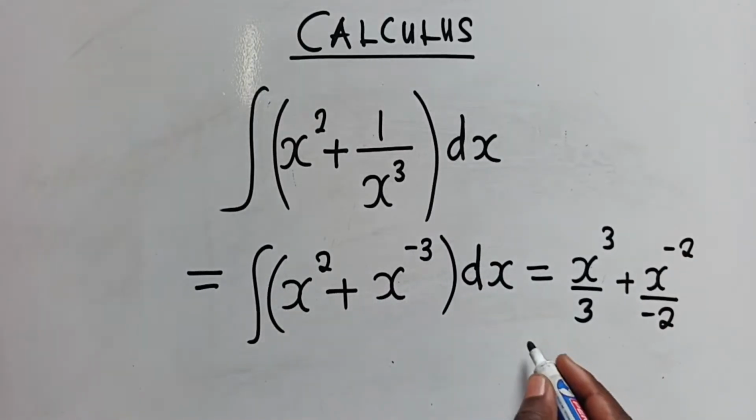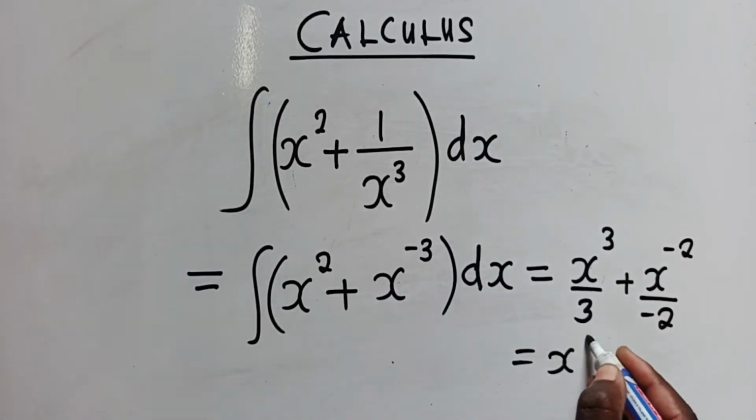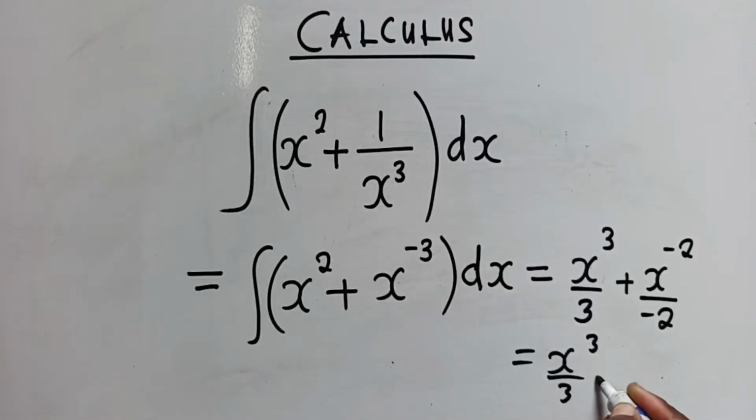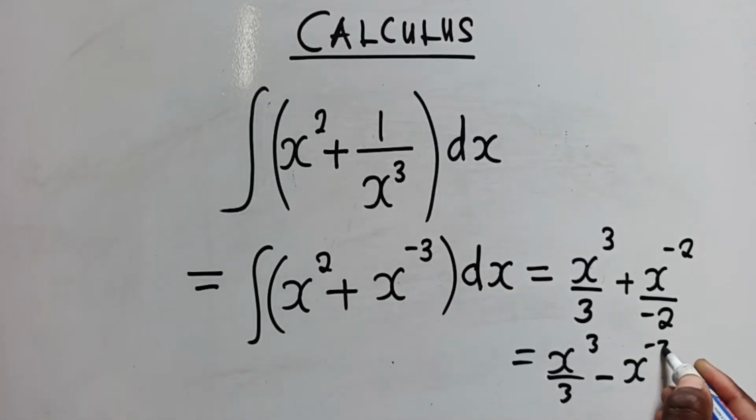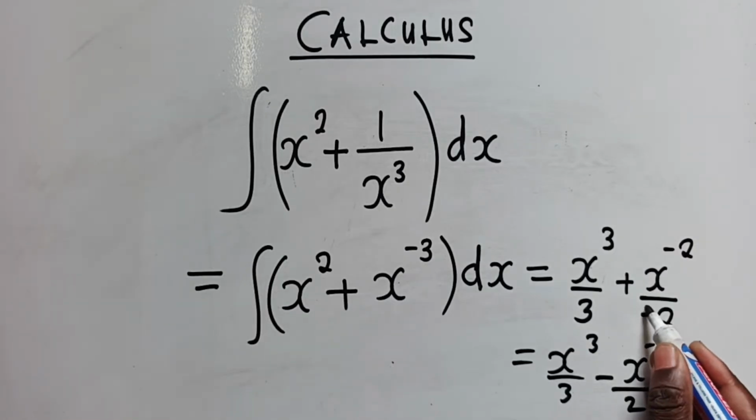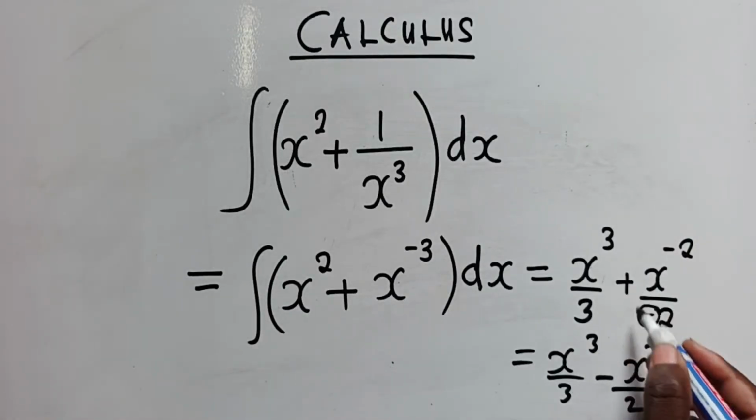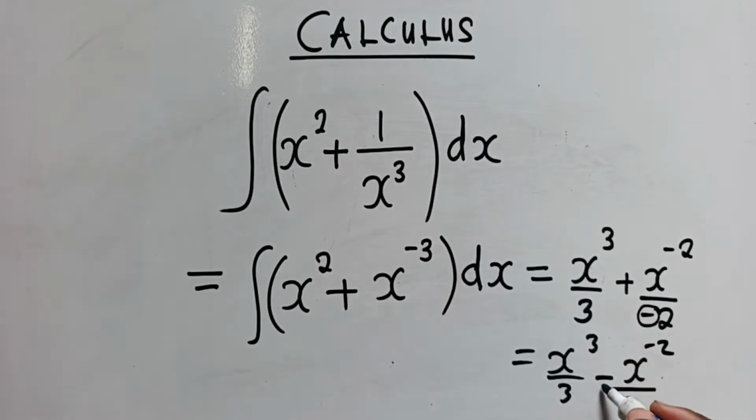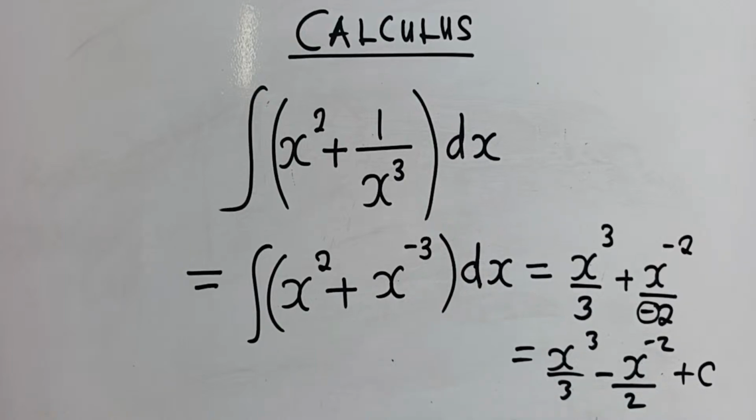Okay. And from here, we can just simplify: x power 3 over 3 minus x power negative 2 over 2. This negative that you're able to see right here and the positive, when they get divided, they'll give us a negative. And here we say plus C, our answer right here.